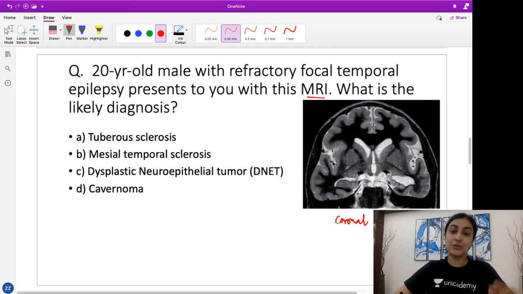Now, how do I know it's a T2 weighted sequence? On MRI, the basic sequences that we need to know are T1, T2 and FLAIR.